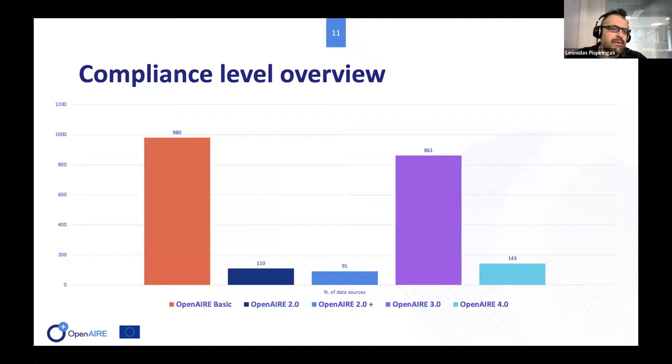Here you can see a graph with the number of data sources and the compliance level they have, as they are registered in Provide and in OpenAIRE. And as we can see, we have many data sources, many repositories, with the basic driver. Our goal is to go through all the data sources that are prior to version 3 compliant, urge them and help them to upgrade the compatibility level. Our goal is to upgrade the compatibility level to version 4, as this would be the best option.